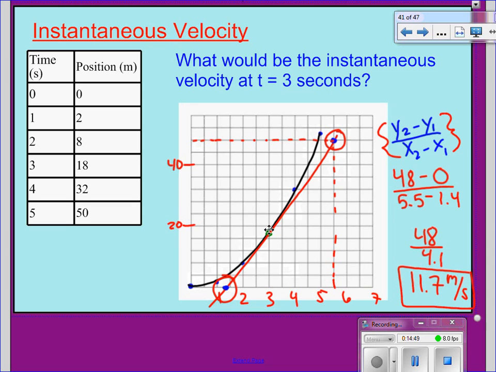As long as you show your work that you drew a tangent line and that you took the slope of it, you'll be fine. This now concludes the video on instantaneous velocity.